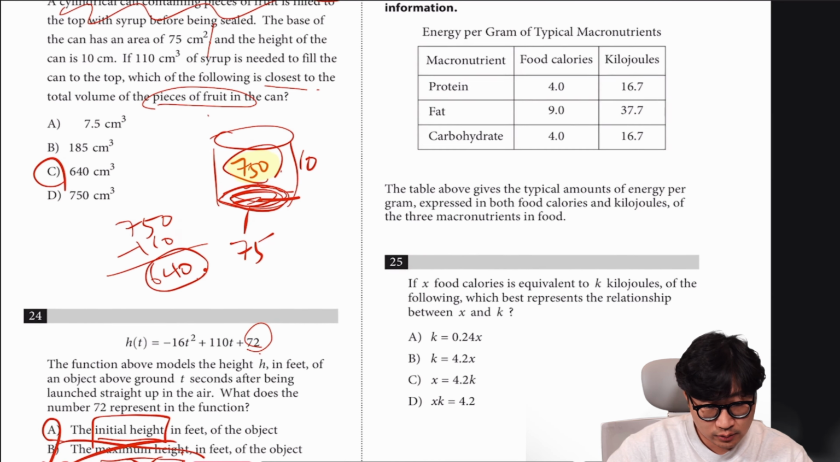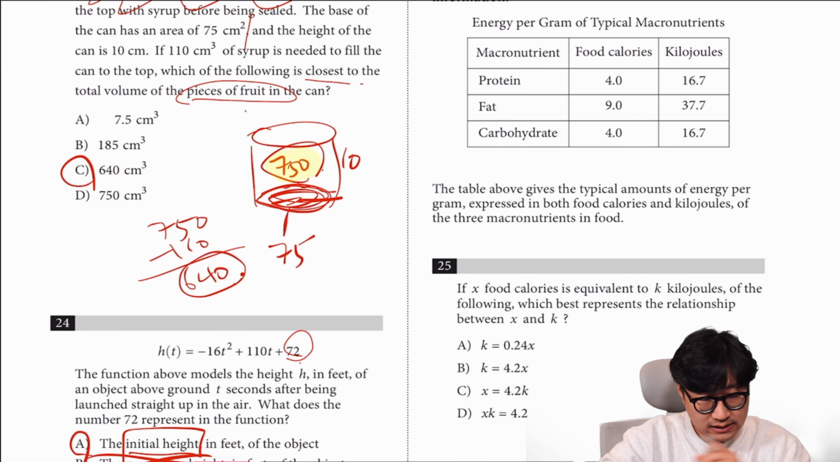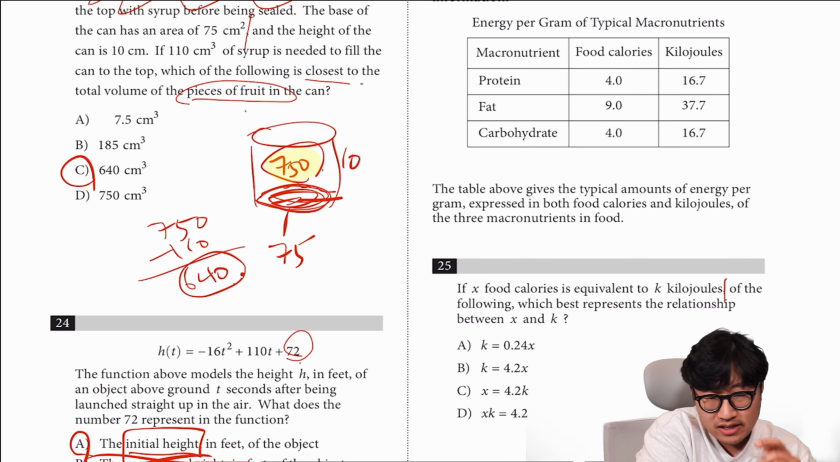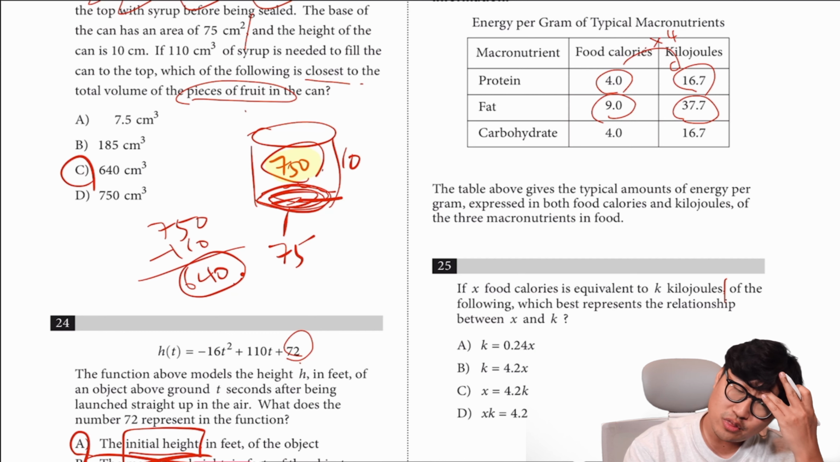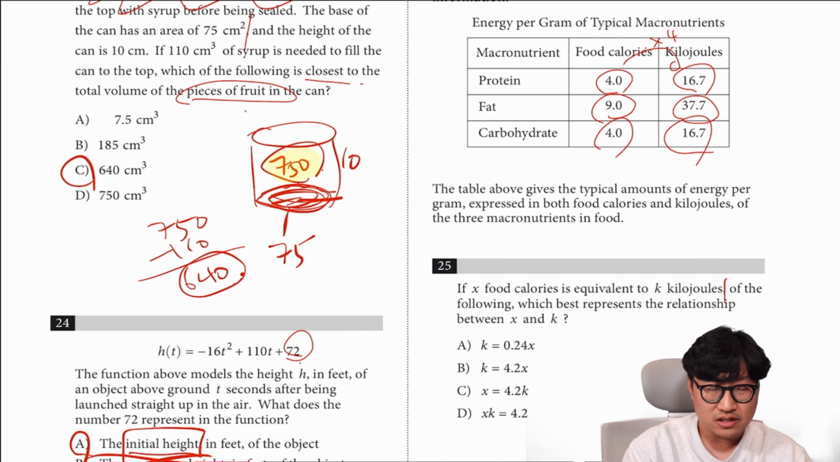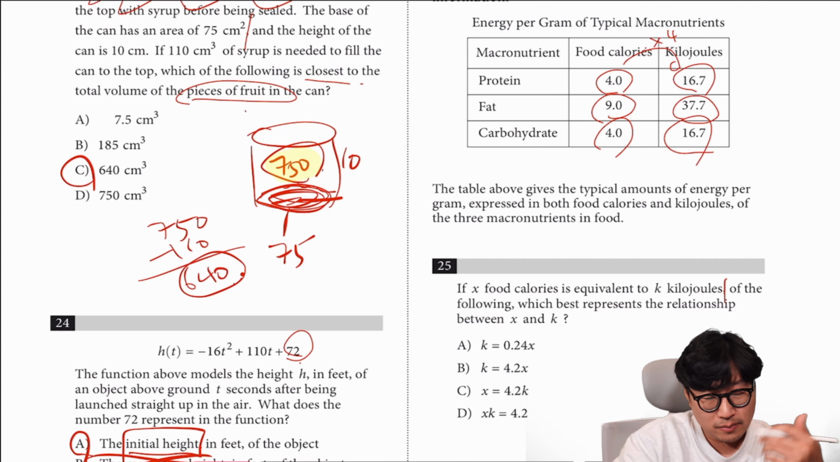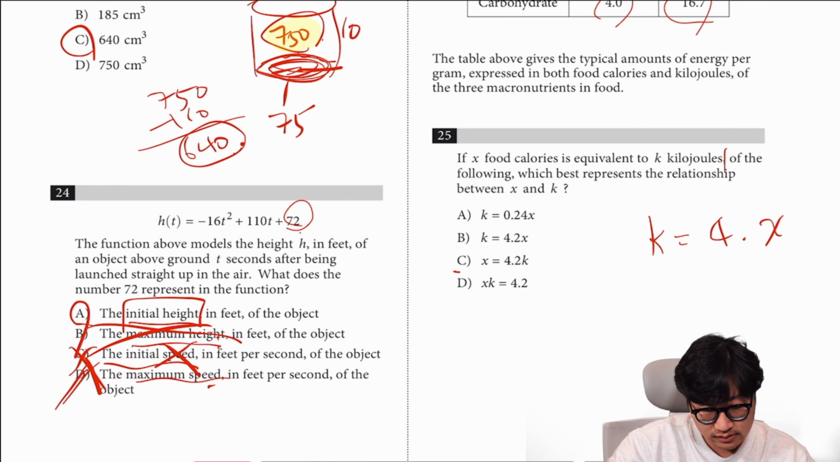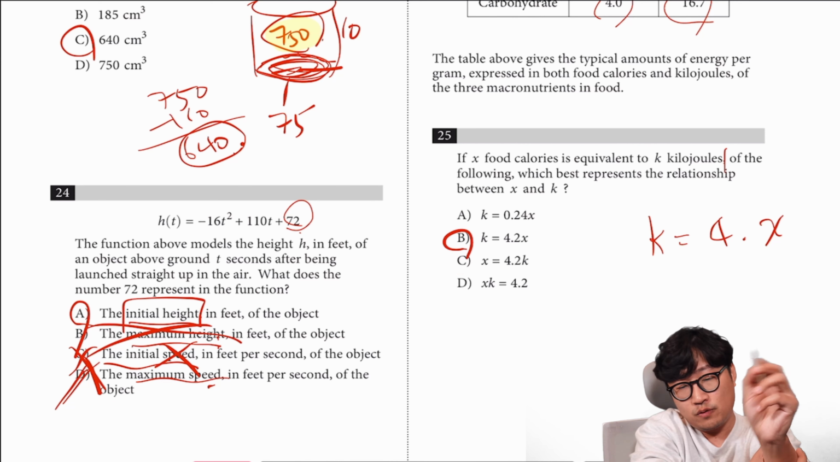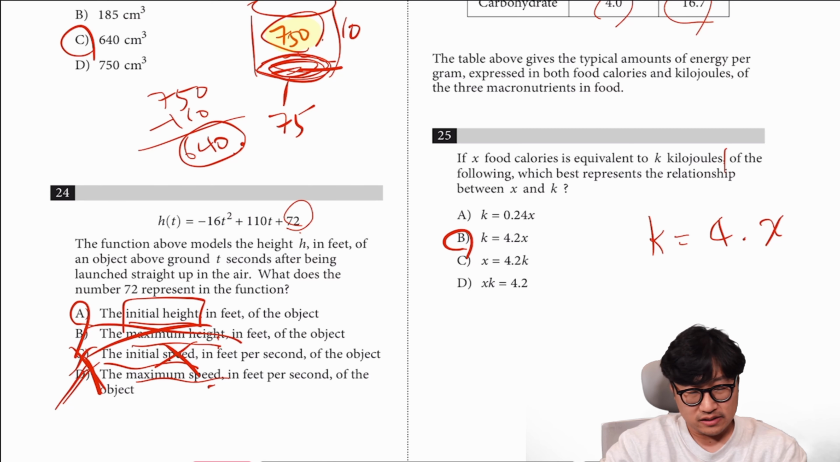Number 25 and 26 have to do with this table. All right, 25. If x food calories is equivalent to K kilojoules, which of the following best represents the relationship? If you look at it, food calories to kilojoules, that's about times 4. Does it conform with the other ones? 9 to 37.7, but times 4 will be 36. That's pretty close. I mean, 4 to 16.7. Once again, it's about times 4. So K, the kilojoules, is equal to 4 times the food calories, x. And that matches answer choice C, right? Actually, no, I'm sorry. That would be answer choice B, right? K is equal to 4.2x. Yeah, 4.2x, 4x, same thing.